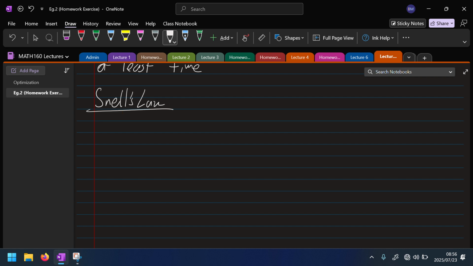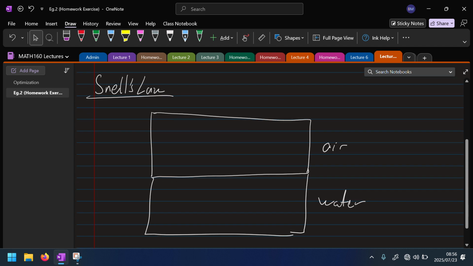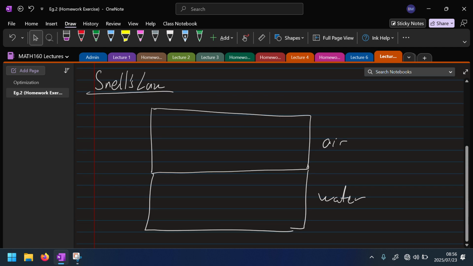Okay, so let's say we've got two mediums, right? So you need to imagine a situation where light is going from one medium to another medium. So the light can be going from air to water, from air to glass, glass to water, something like that. So from one transparent medium to another. So we got some medium here. Let's say this is air. And we've got some other medium here. Let's say this is water. Right, something transparent for the light to go through.